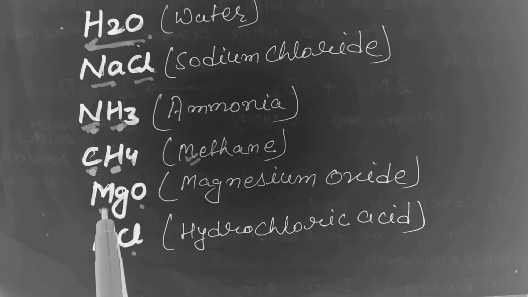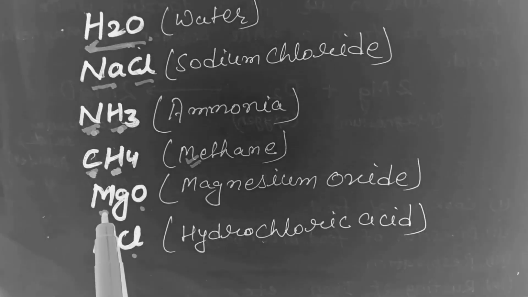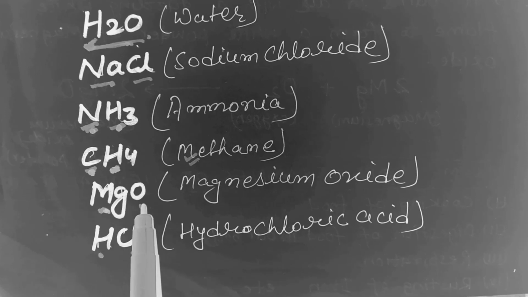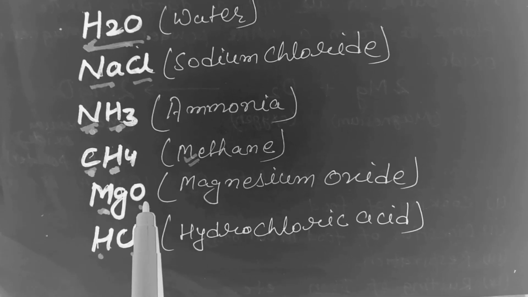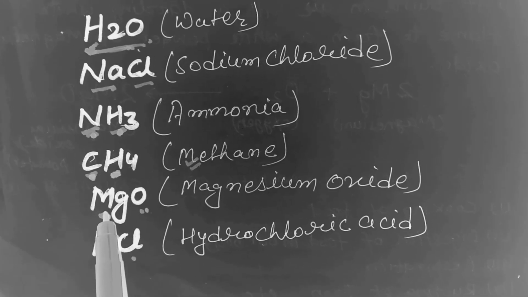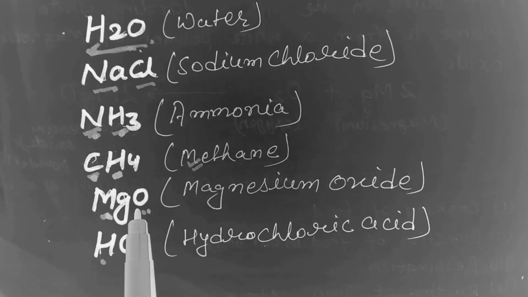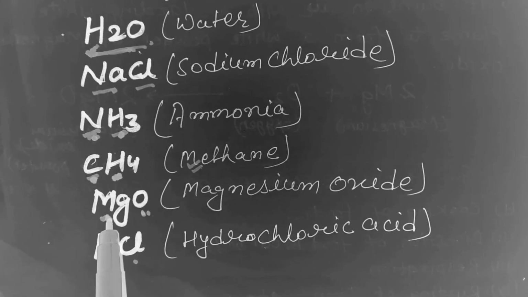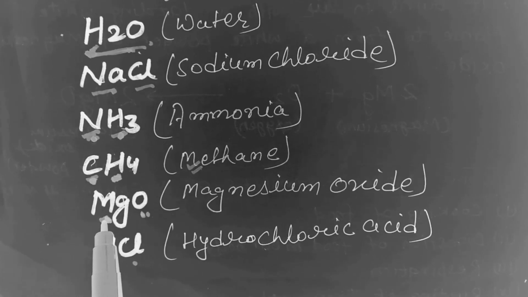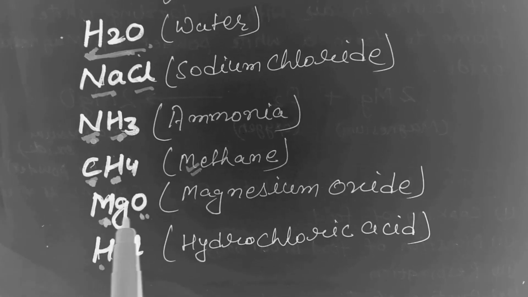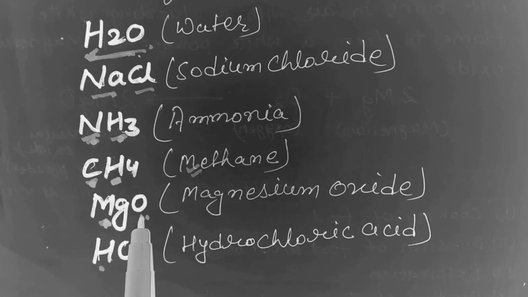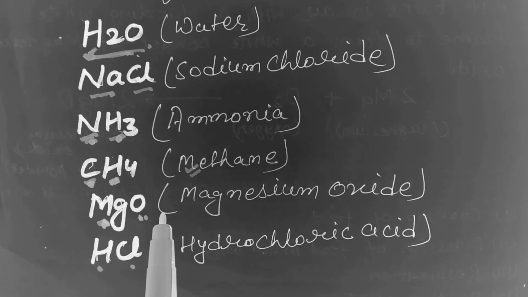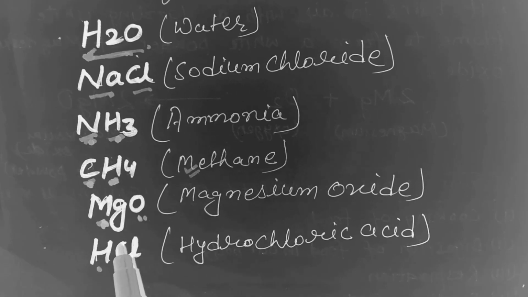Now the next example is magnesium. Magnesium is a metal, and when magnesium metal bonds with oxygen, what forms? Magnesium oxide, which is a white powder substance. So here magnesium reacts with oxygen to form magnesium oxide, and the formula is MgO. One atom of magnesium and one atom of oxygen mixed together form one molecule of magnesium oxide. Like this we can write different formulas.